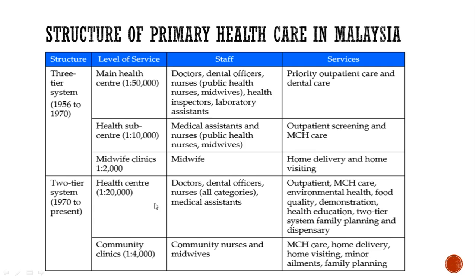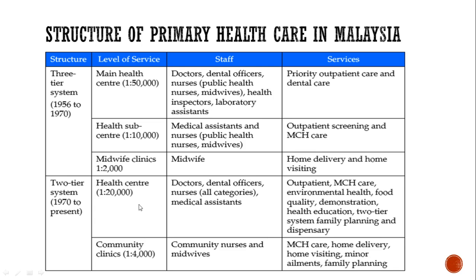Now in Malaysia, the two-tier system exists. Under this two-tier system, you can see only health centers and community clinics. One health center covers 20,000 population, and one community clinic covers 4,000 population. In the health centers you can see doctors, dental officers, nurses and medical assistants, and in community clinics you can see community nurses and midwives.